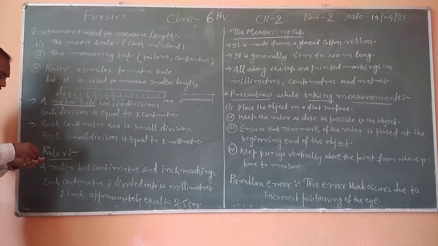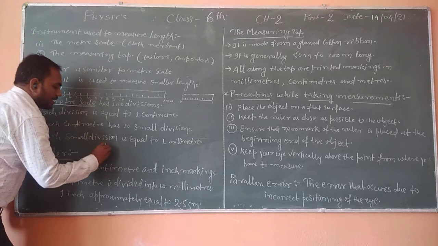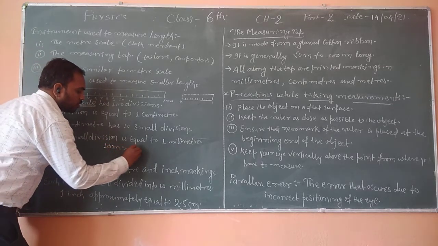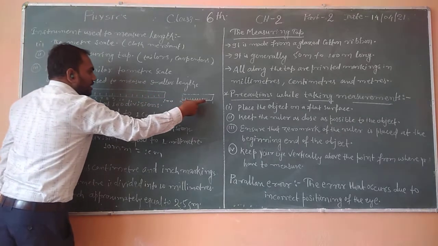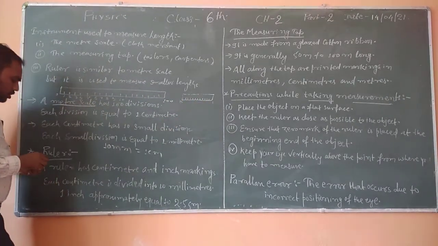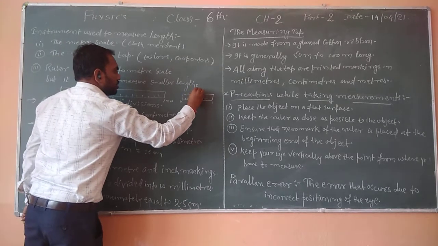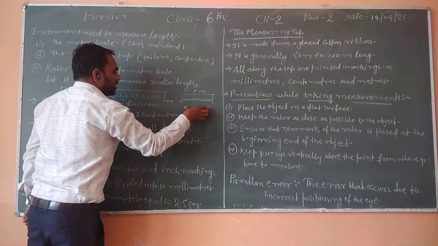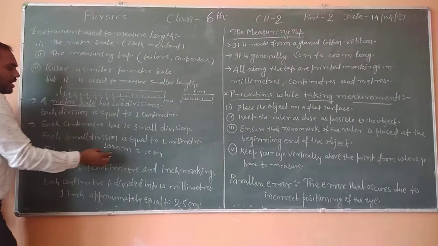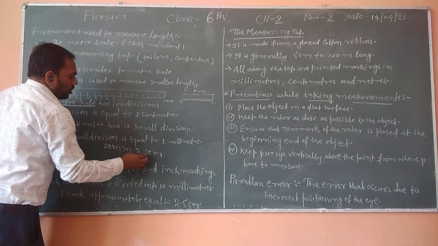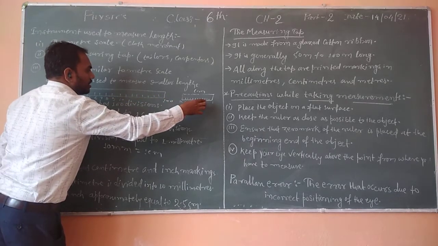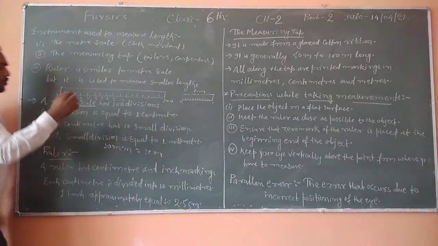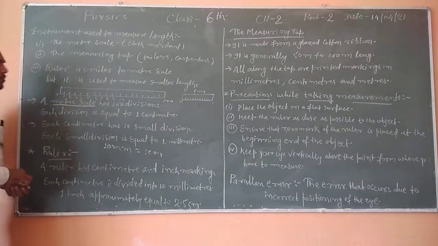As we studied in the last class, 10 mm is equal to 1 centimeter. So there are 10 divisions between 0 to 1 centimeter. Those 10 small divisions, what are they called? Millimeter. That's one division of this portion. This 1 centimeter is divided into 10 parts, and one portion is equal to 1 millimeter.